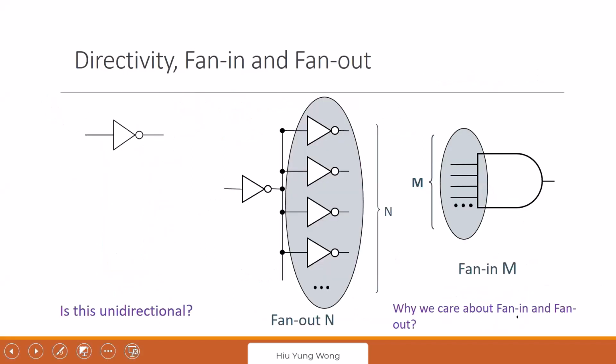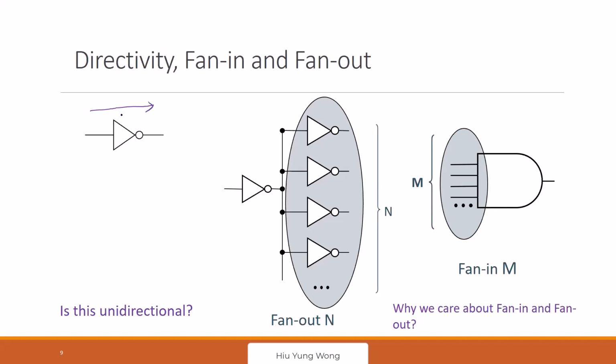So there are other matters we need to know about the logic, right? We always take it for granted, but now you are at this level, you need to be aware of that, because that is going to hurt your design in the end if you don't consider it well. Is this unidirectional? Unidirectional means that the signal can only pass from one place to the other, right? This is unidirectional. Signal only goes from left to right.